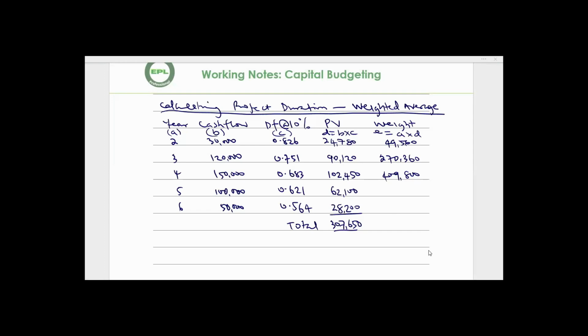For the fifth year, 310,500. Thank you. Then the sixth year, 169,200. So let's add up the total weights.